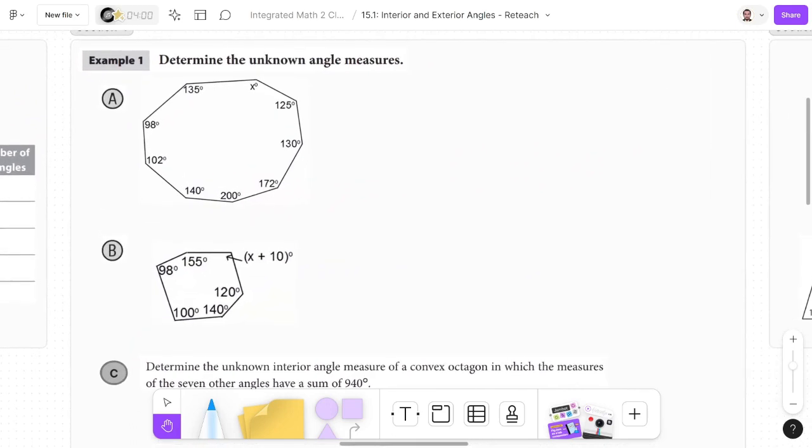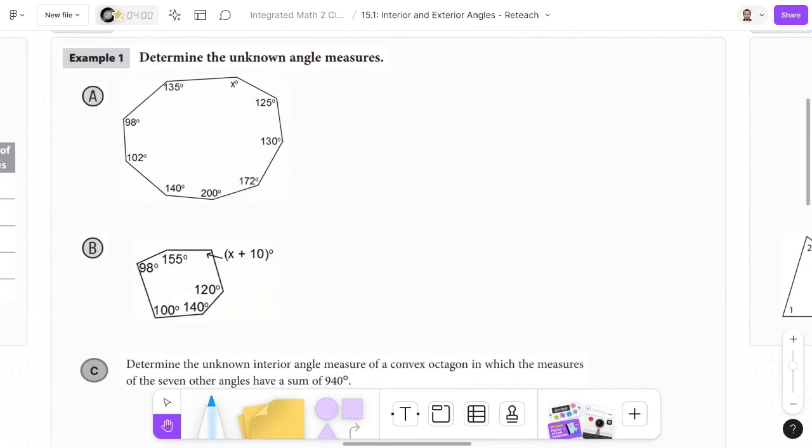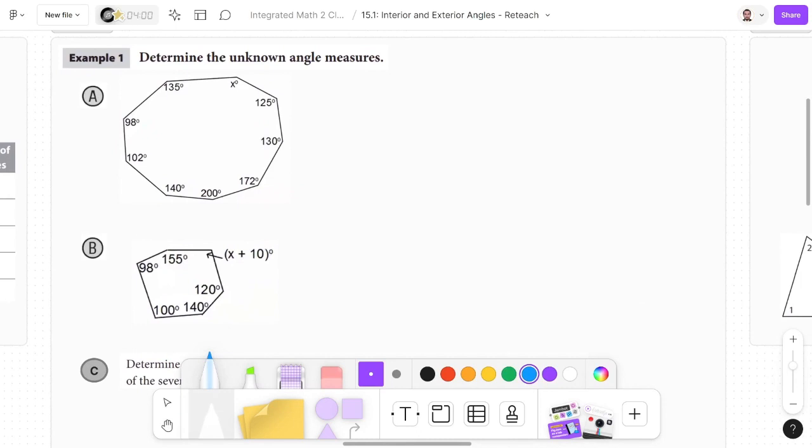Here, let's determine the unknown angle measures. As you can see here, we have this measurement. How many sides do we have for this? One, two, three, four, five, six, seven, eight, nine. So I have nine. So n is equal to 9.